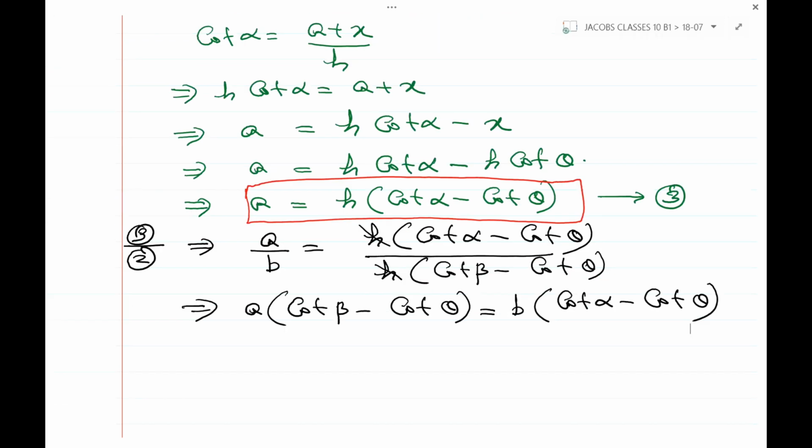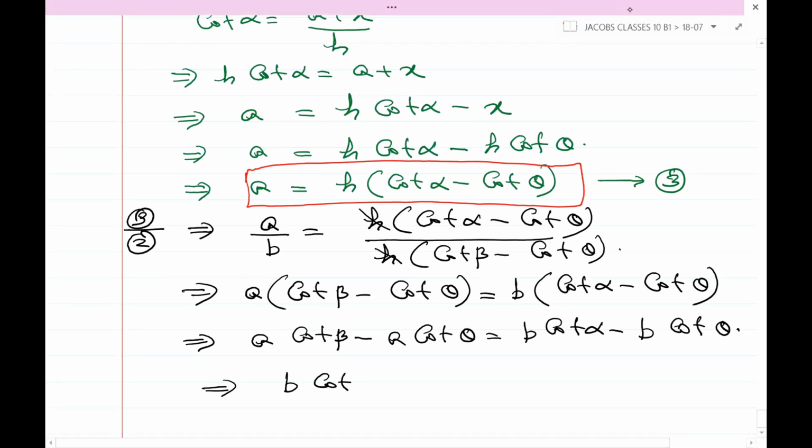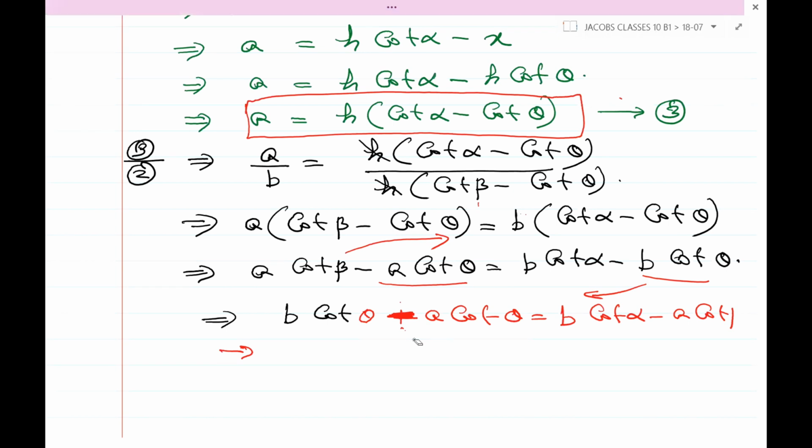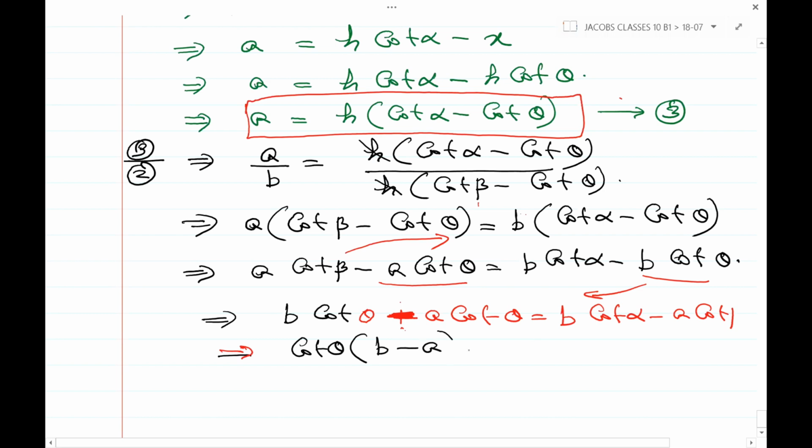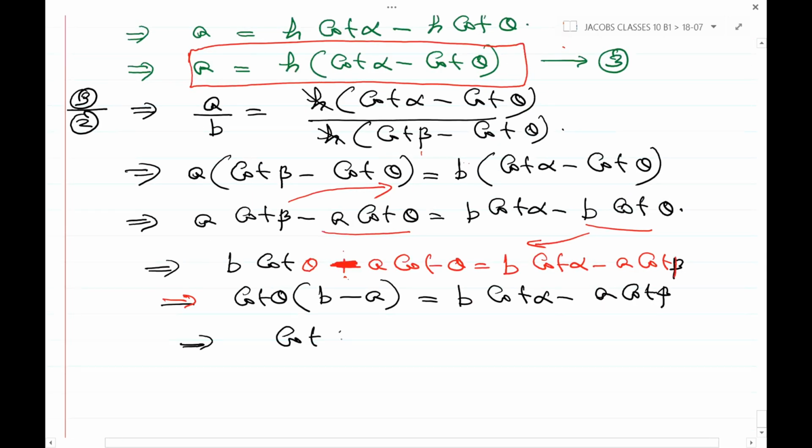Then we open this bracket and take these terms together. We take cot theta outside, and we get cot theta into (B minus A) is equal to B cot alpha minus A cot beta. So that is the answer, right? Cot theta is equal to B cot alpha minus A cot beta divided by B minus A. Hence it is proved. So this is the complete answer for this question.